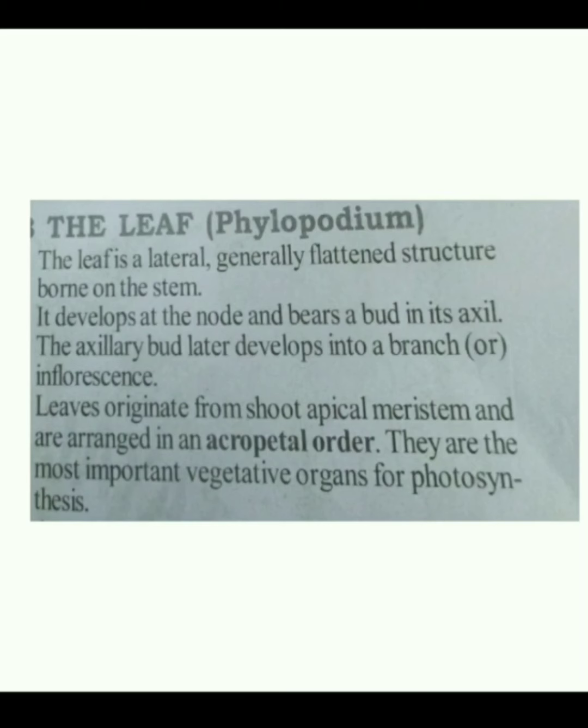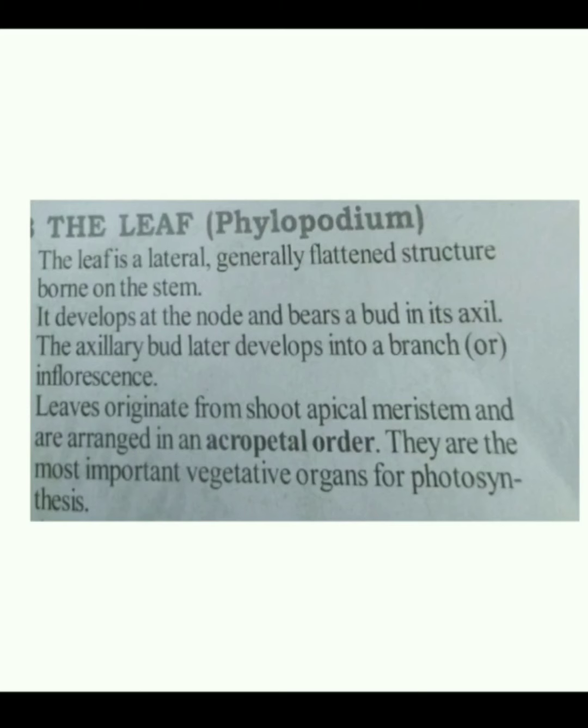Leaf is generally a flat structure and it usually arises at the node region of the stem. See, as we know, stem has nodes and internodes. So, at every node, a leaf arises. And in between that particular leaf and the stem, a bud arises in the axil of the leaf, and that is called as axillary bud. And that axillary bud later develops into a branch.